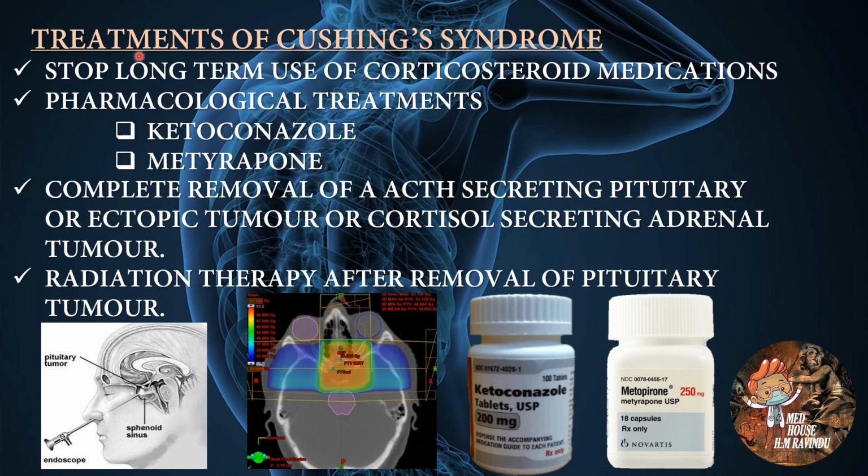Finally, let's talk about the treatments of Cushing's syndrome. First of all, we have to stop long-term use of corticosteroid medications. The pharmacological treatments are, we can prescribe ketoconazole and metyrapone, which will reduce the excess secretion of cortisol. Also, we can do a complete removal of an ACTH secreting pituitary or ectopic tumor or cortisol secreting adrenal tumor. Finally, we can do a radiation therapy after removal of a pituitary tumor.